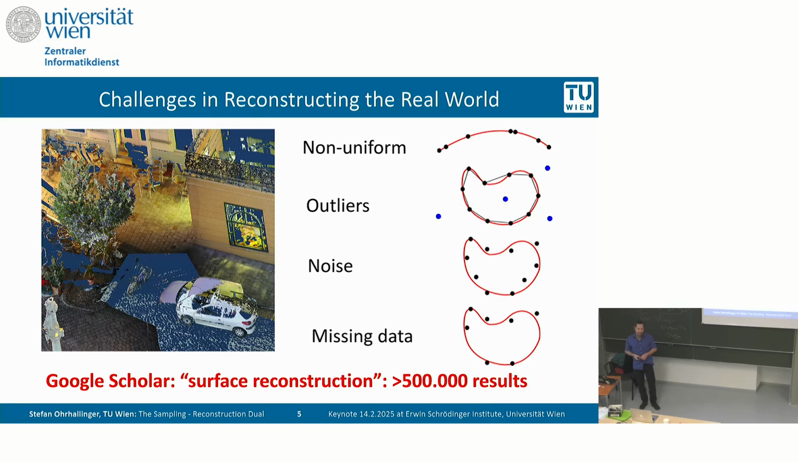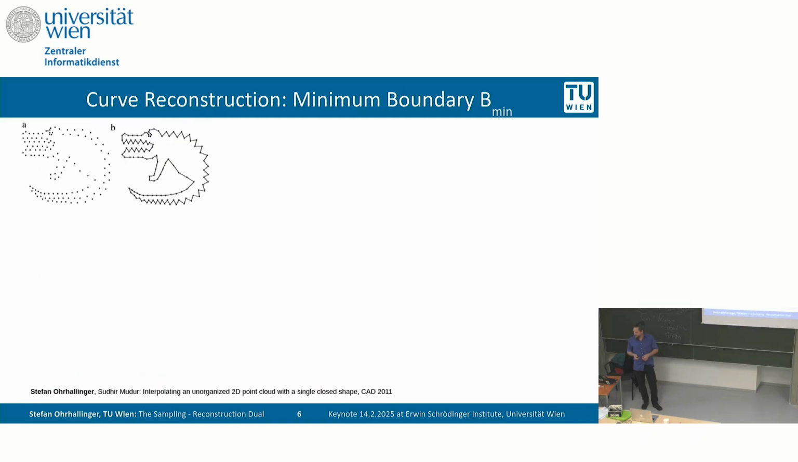If you look in Google Scholar, there are over 500,000 papers with the keyword surface reconstruction in the title. So this is quite an important problem in the last 10 or 20 years. I start with a planar problem because it's much easier to illustrate, and this is where I started working on it. So in the beginning, you see again a set of points and a reconstruction, and my original hypothesis was that the minimum length boundary is the best approximation of the shape of the points, because we don't know exactly. This is a hypothesis.